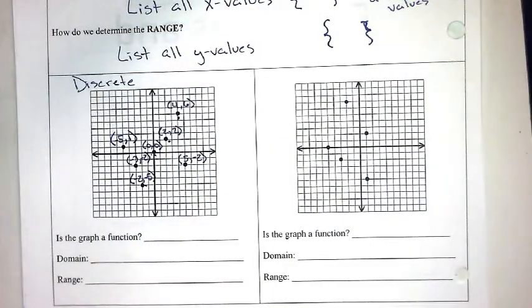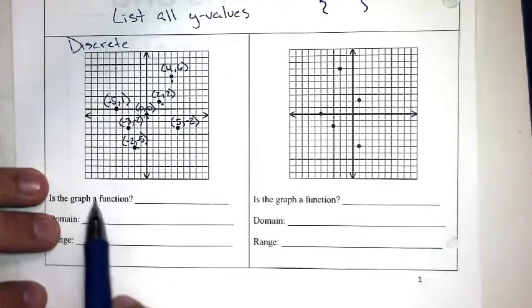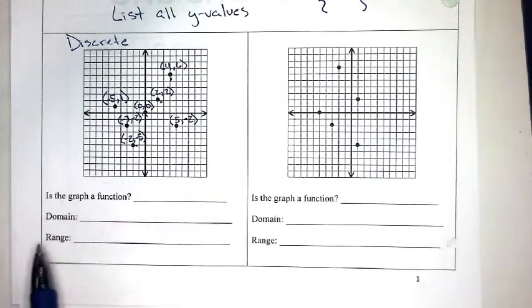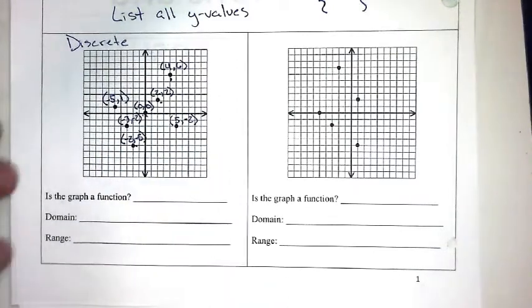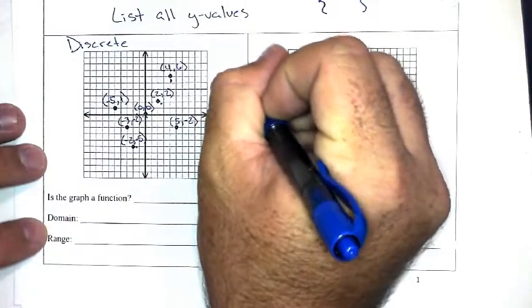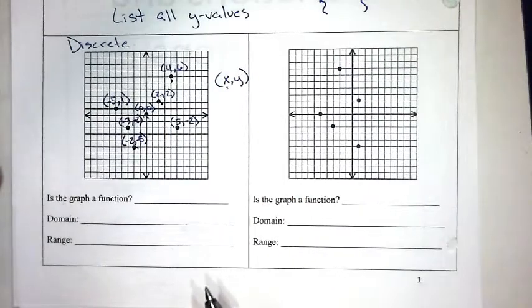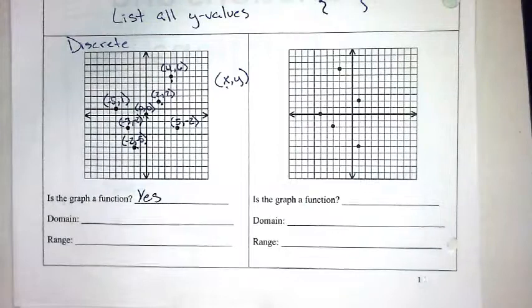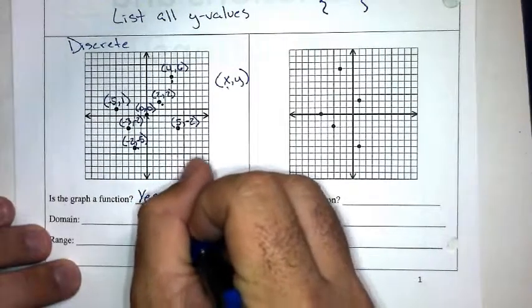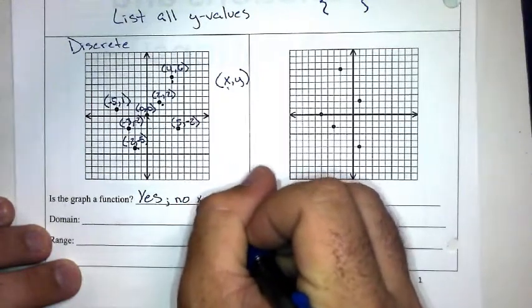Now for the actual work that we have to do. Okay. Is this graph a function? If I look at all my ordered pairs that I just listed, do any of the x values, and remember, in ordered pairs the x values come first, are any of those first numbers repeated? No. Because no x value is repeated, this graph is considered a function. No x values repeat.